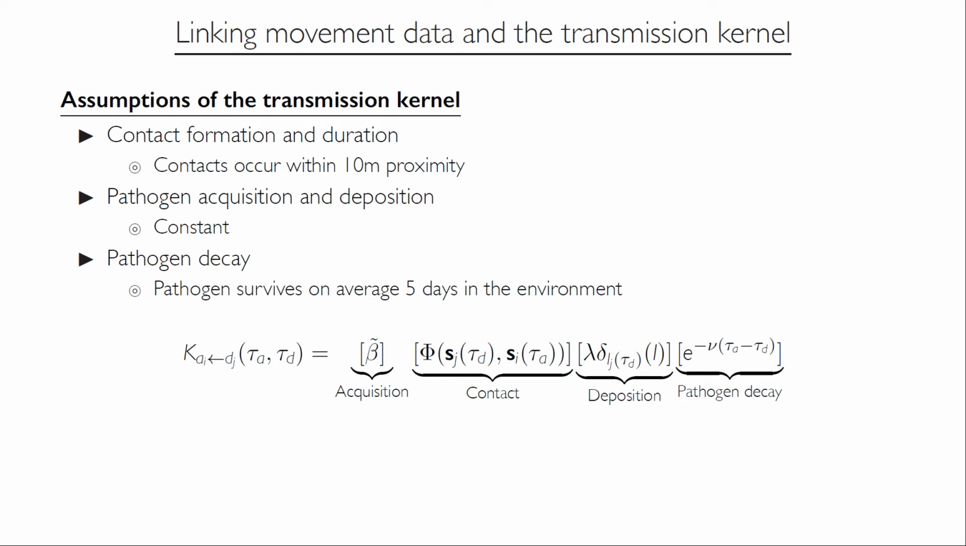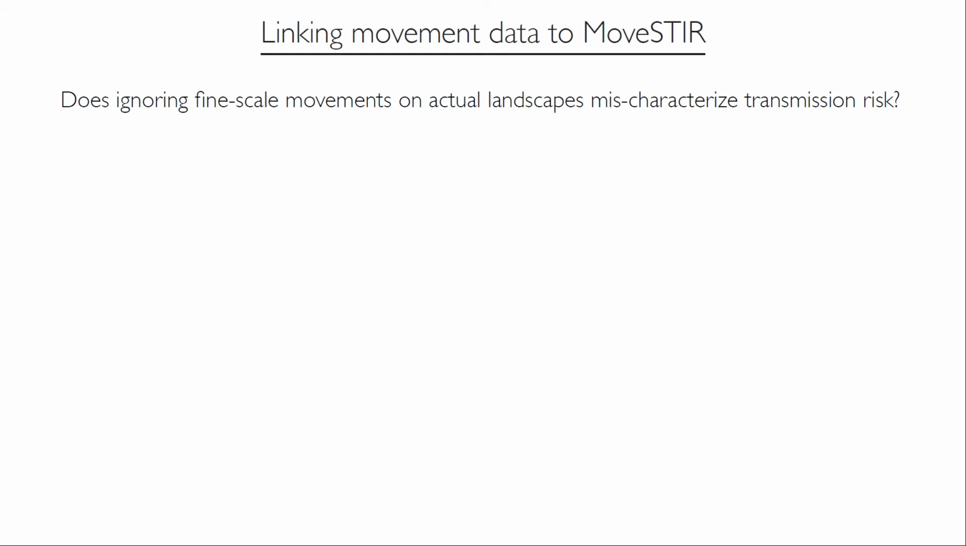And finally, we're going to make some assumption about pathogen decay. Here, we're going to assume that a pathogen survives for, on average, about 5 days in the environment. And this is pretty consistent with African swine fever virus. Okay, so we've defined our transmission curve. Now we want to address this question: does ignoring these fine scale movements actually matter?